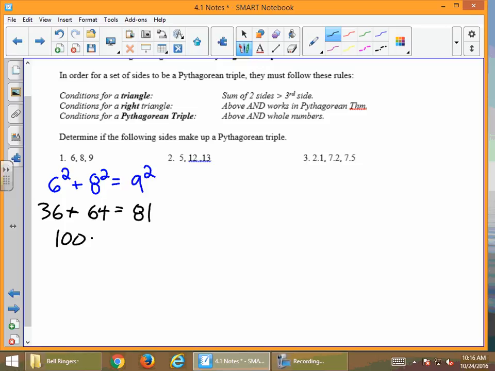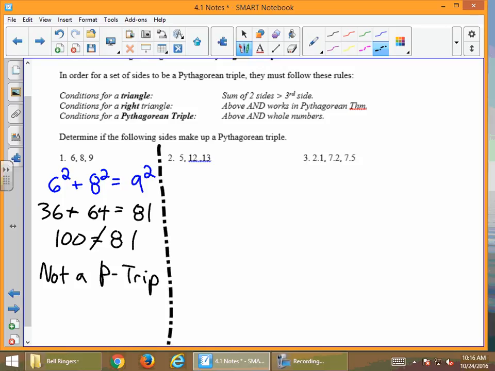100. Does 100 equal 81? No. So guess what? They do not equal one another. So this is not a, I call these P-trips, so I don't write Pythagorean triple all the time. Not a P-trip. So basically this is a triangle, but it's not a right triangle. That just satisfies that. All right. So not a P-trip. The numbers are not the same. That means there's no right angle in that triangle. Let's look at the next one.